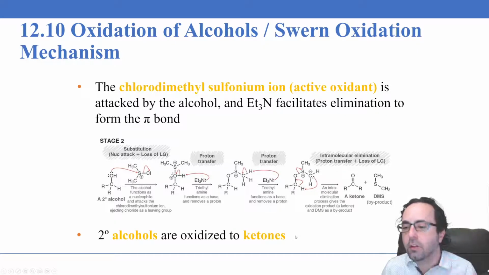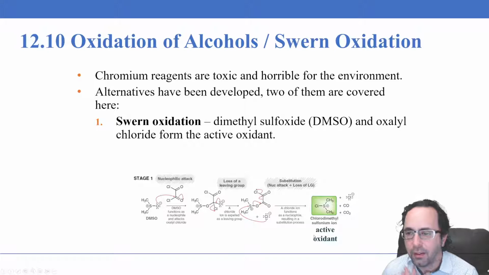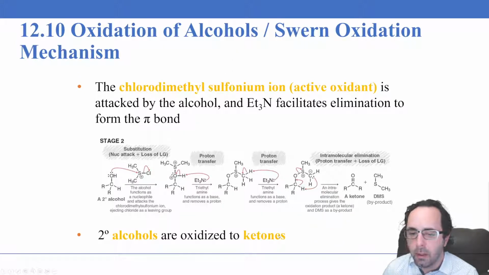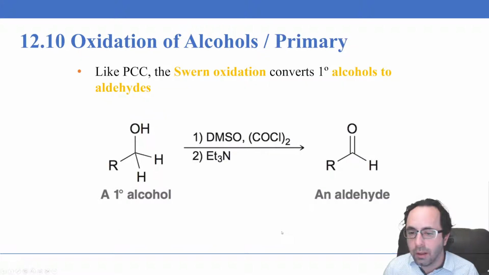So this is an alternative, milder oxidizing agent. So the DMSO and the oxalyl chloride, which makes this chlorodimethyl sulfonium ion, going back a step here. You do not need to know this mechanism. Please don't worry about this mechanism. Okay, if you have a primary alcohol, it will make an aldehyde. If it's a secondary alcohol, it'll make a ketone. Same as before. So knowing the mechanism is not important. You should be familiar with the reagent.